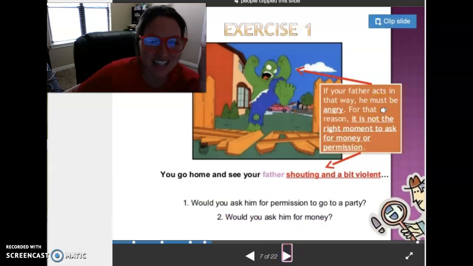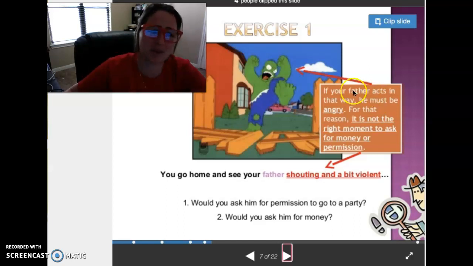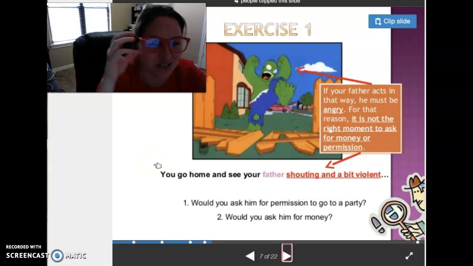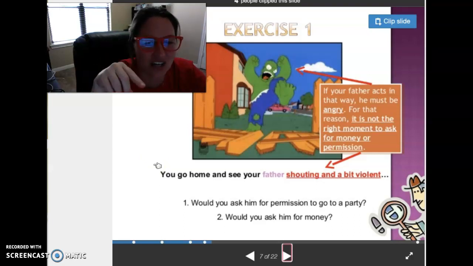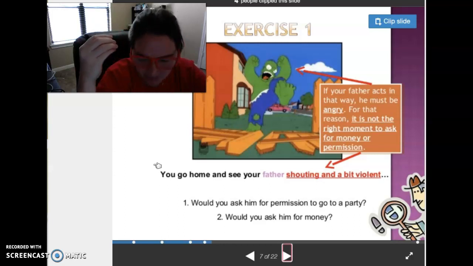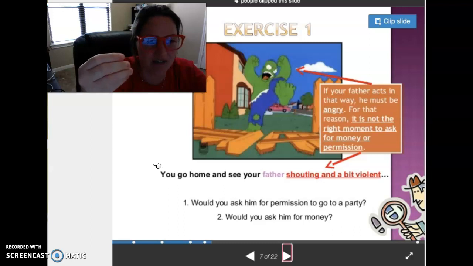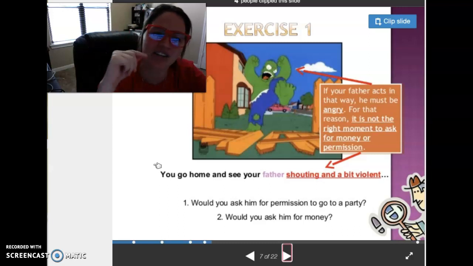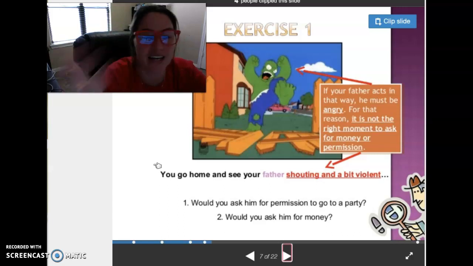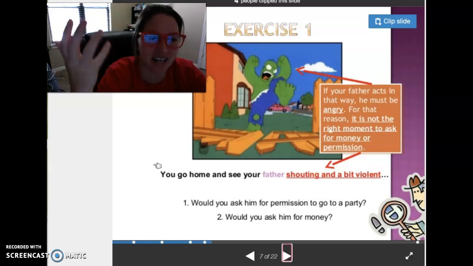So if your father acts in that way, we can infer that he's probably what? Angry. And so for that reason, it's probably not the right time to ask for money or permission to do anything. And again, if you are seeing this, hearing this, reading this, and thinking to yourself, oh yeah, that reminds me of the time, right? It's probably because when things like this happen in your real life, you're not sitting there thinking, oh, in English class, I was taught how to make an inference. It just happens naturally.